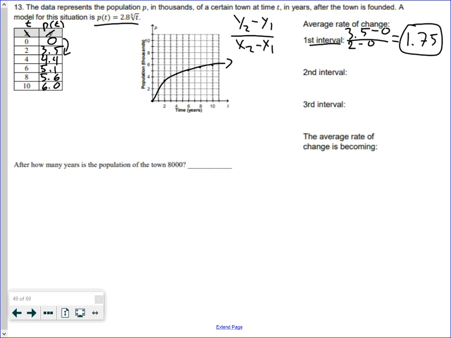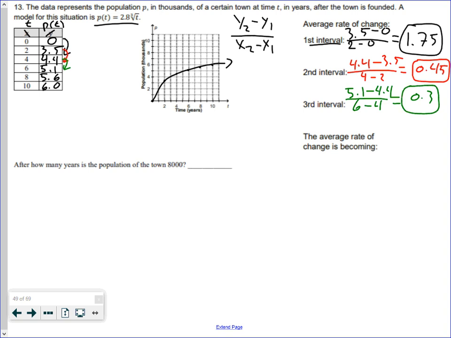Next, the second interval will be from the second point to the third point. Same thing, we plug in our terms: y2, which is 4.4, minus y1, which is 3.5, all over 4 minus 2, which gives us about 0.45. And then for the third interval, we go from 4, 4.4 to 6, 5.1. So 5.1 minus 4.4, all over 6 minus 4. That gives us about 0.35.